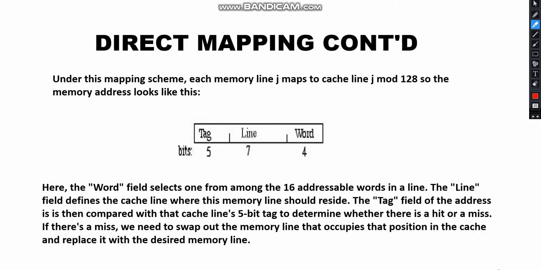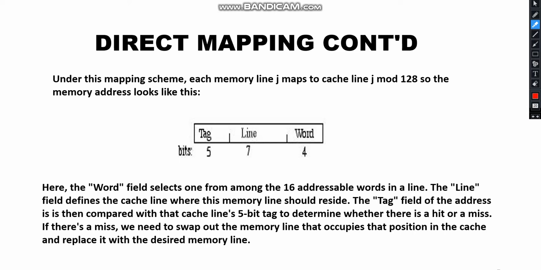The n bit memory address is now divided into two fields: the lower order m bits for the index field and the remaining higher order n minus m bits for the tag field. The direct mapping cache organization uses the n bit address to access the main memory and the m bit index to access the cache.